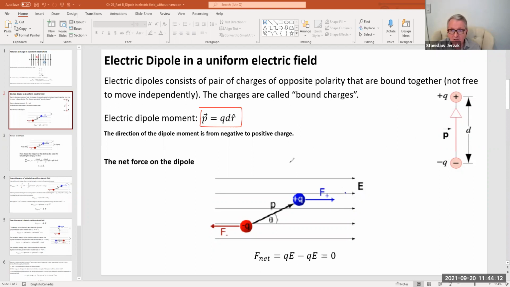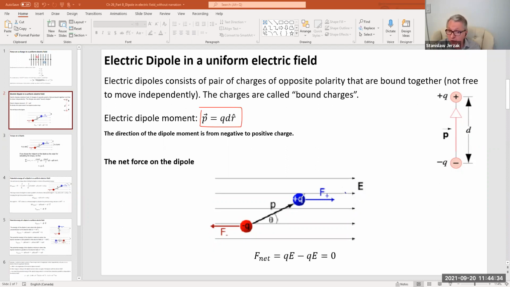Well, if you don't have any questions, then hopefully everything is clear. Now imagine that we put a dipole into a uniform electric field. So this is the dipole, plus q and negative q separated by certain distance d. And let's say that the dipole makes certain angle theta with the electric field.